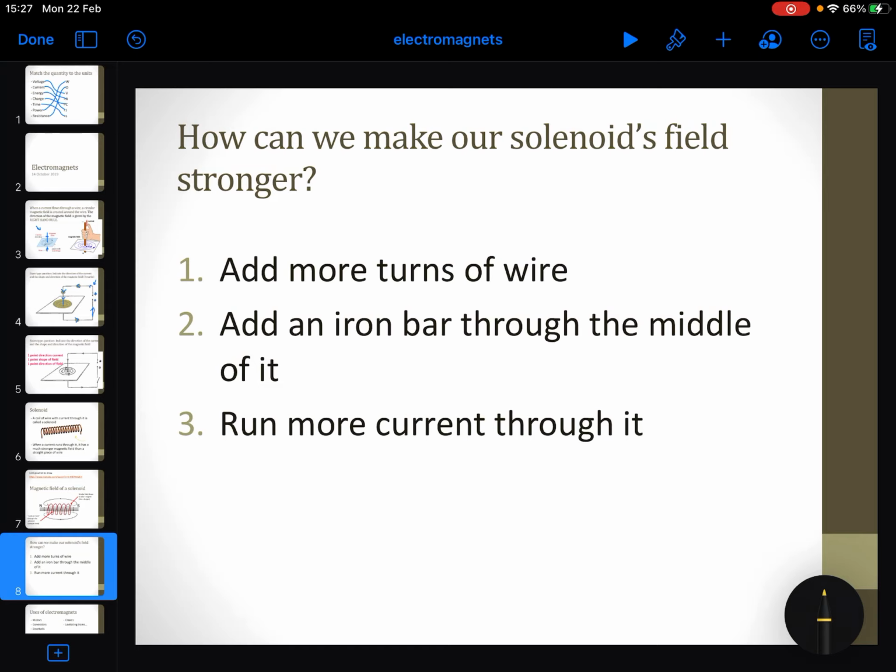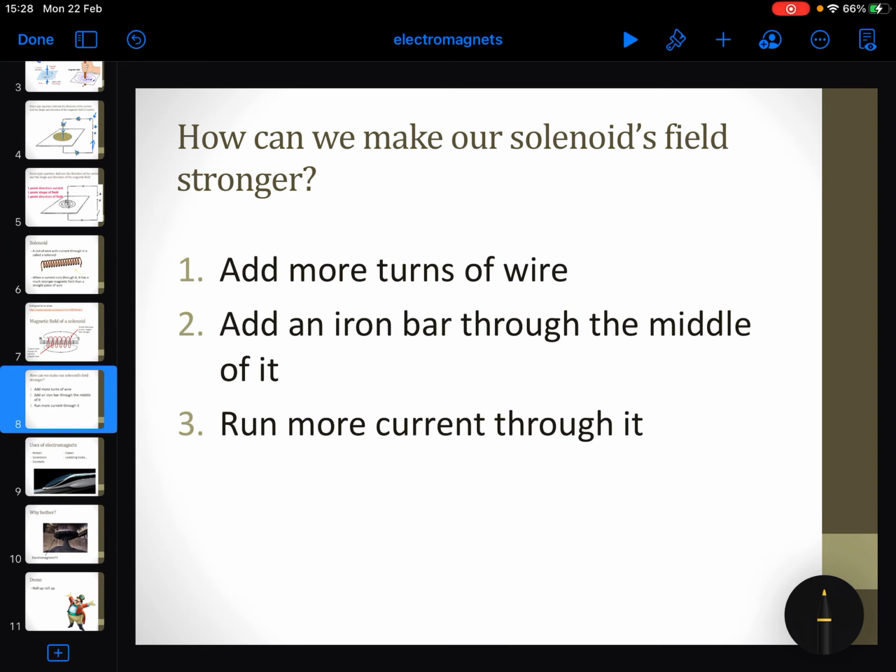Number 2, I add an iron bar through the middle of it. So iron, as we know, is a soft magnetic material and it basically enhances the magnetic field that's in the middle of that solenoid. 3, I run more current through it. The more current you have running through your solenoid, no real surprise, the stronger the magnetic field.